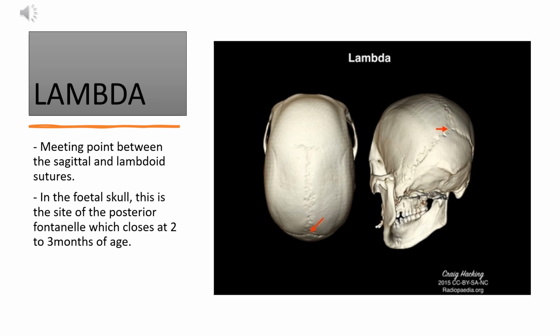Next is lambda. It's a meeting point between the sagittal and the lambdoid sutures. In the fetal skull, it is the site of posterior fontanelle, which closes at the age of 2 or 3 months.